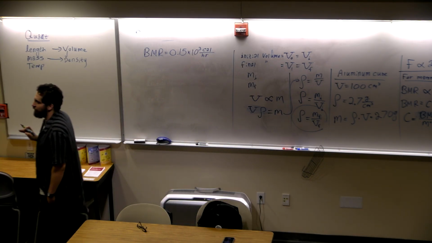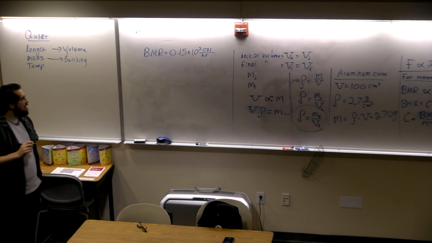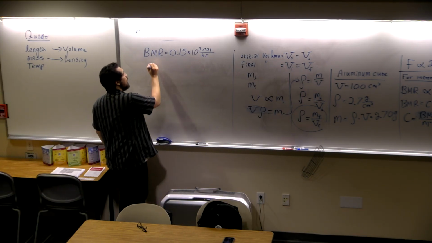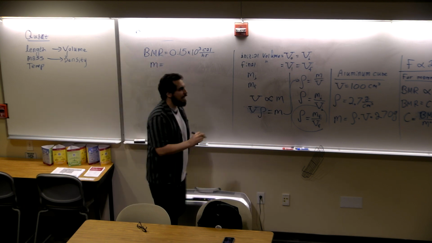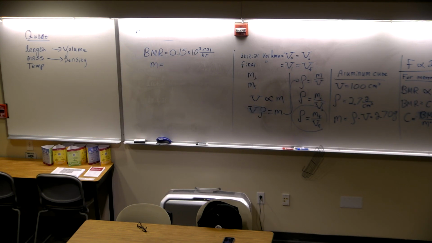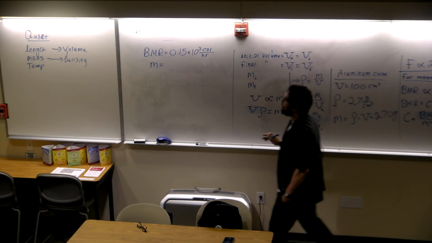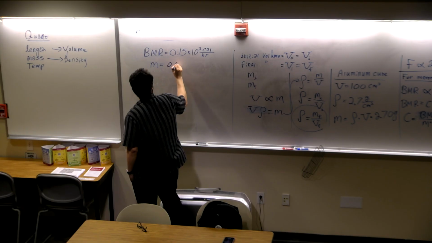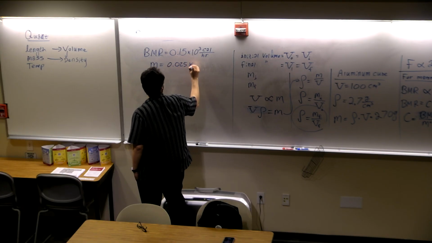I'm going to make a note on this calorie in a second. And how massive is a mouse? Well, a mouse is pretty small. A mouse would have a mass of about 25 grams, or 0.025 kilograms.